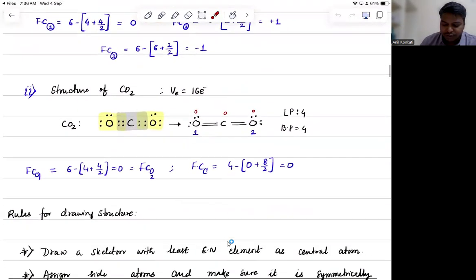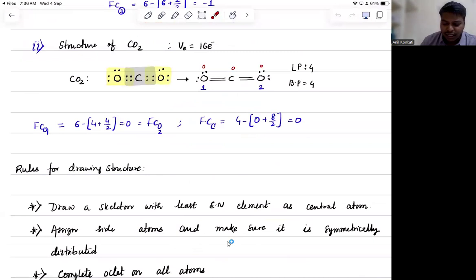So I have one more example, carbon dioxide. Carbon plus 2 oxygens, total valence electrons are 16. This is the best possible structure we can imagine, where the octet is completed for all three. Now lone pair electrons are 4 and bond pair electrons are 4 for the overall structure. If I take this as oxygen 1, it is 6 valence electrons minus 4 lone pair electrons, these 4 are lone pair electrons, and these 4 are bond pair electrons divided by 2. So that makes it 0.